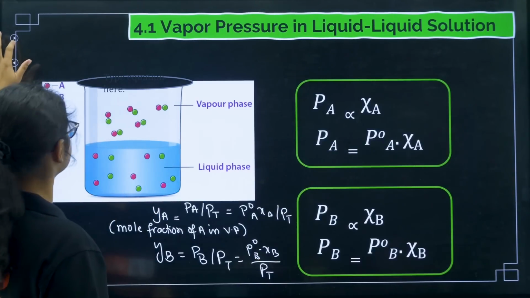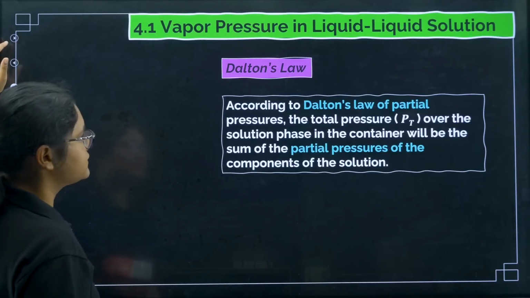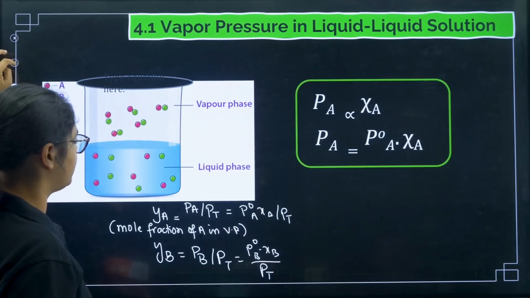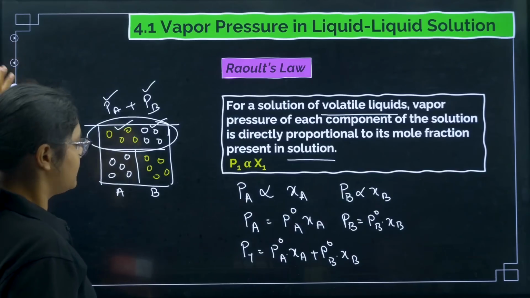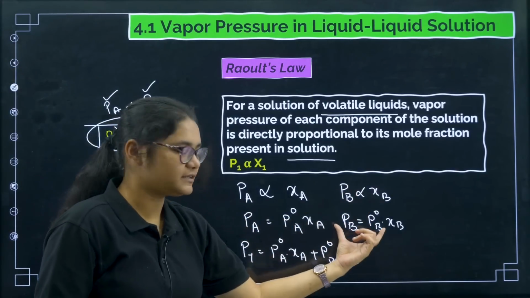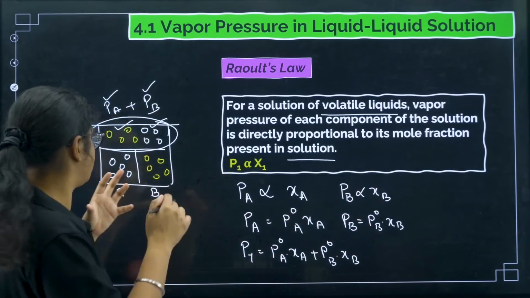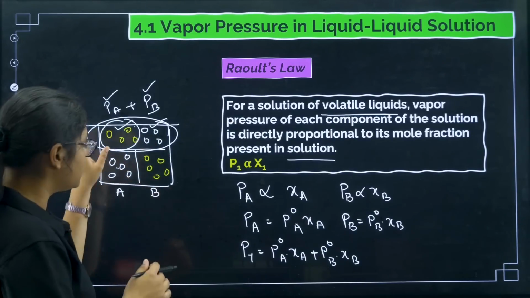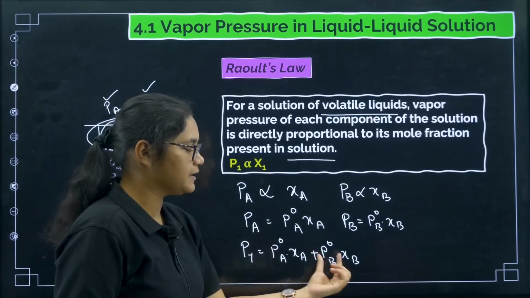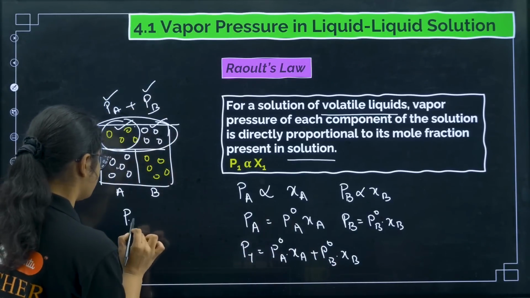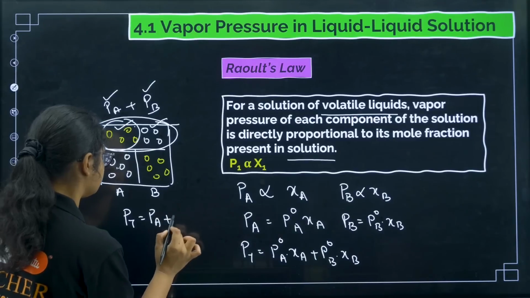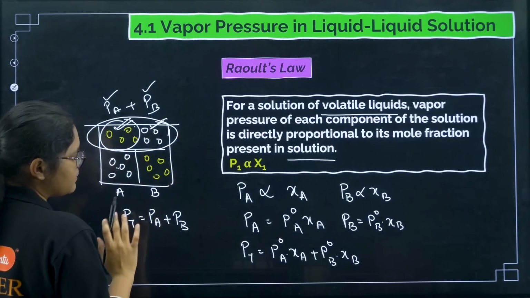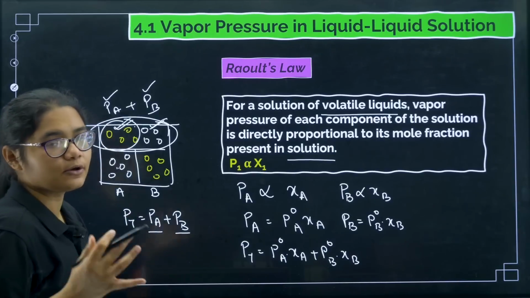Clear? Okay. Next we have something called Dalton's law. So what does Dalton's law say? See, this part is Raoult's law. What? That the pressure of A here depends on the mole fraction of A in the liquid. But the total pressure is equal to PA plus PB. PT is equal to PA plus PB, that is, pressure of A and pressure of B. That is, the total pressure is equal to A plus B.